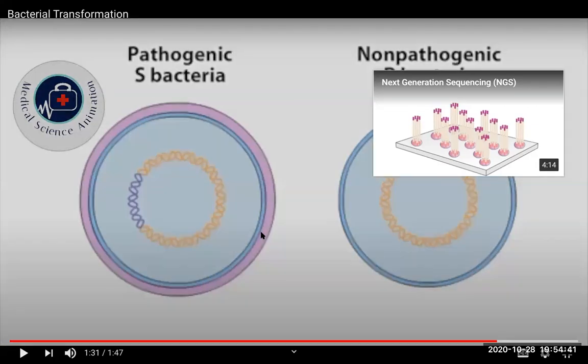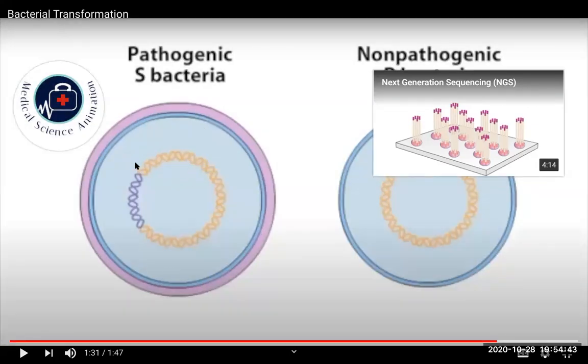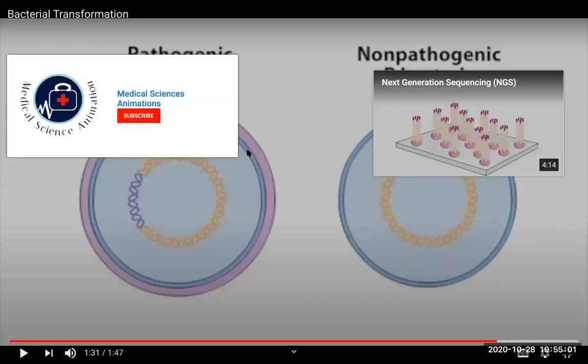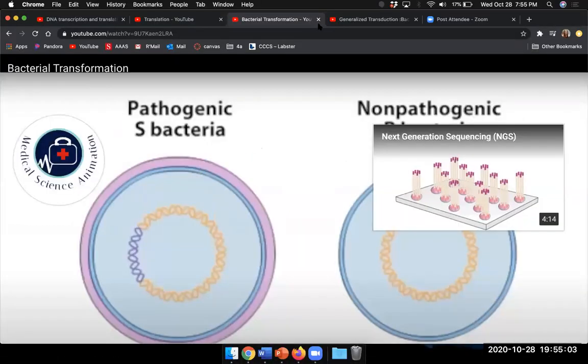Okay, so the bacteria that gains the foreign DNA is going to become the pathogenic bacteria because it now has the gene for that special coat. I know that went really fast. You can rewatch that video on your own because you have the link.